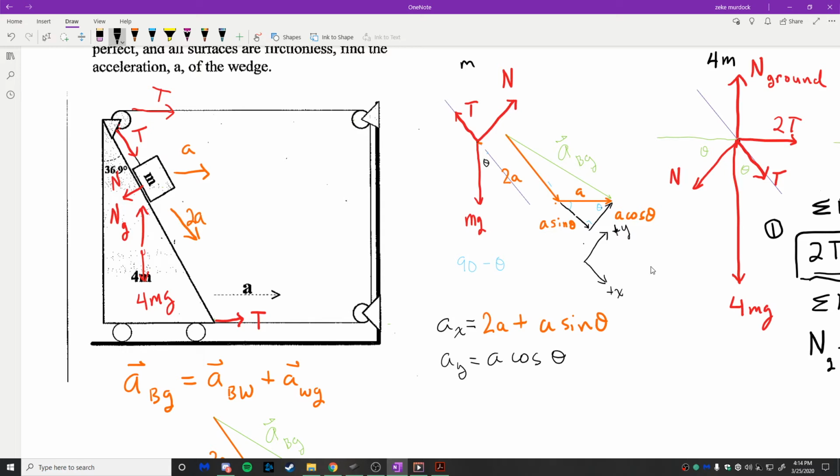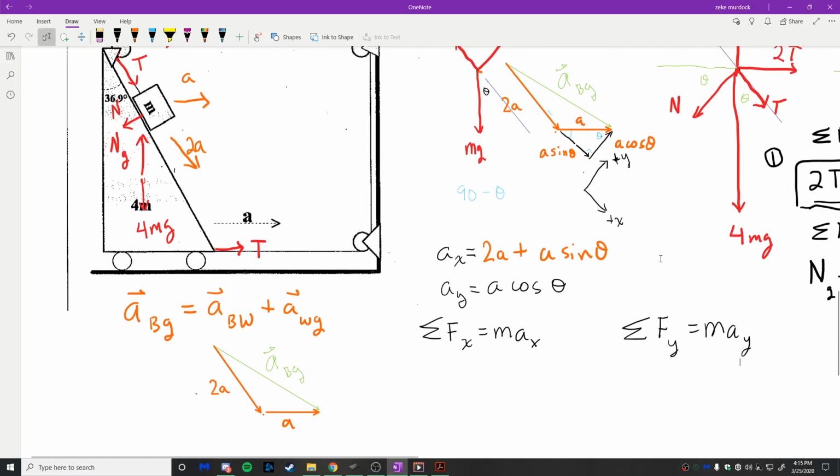Okay. So now what we need to do is apply Newton's second law. Newton's second law states that the net force acting in the x direction, if you add up all the forces, should be equal to the mass of the object, which is m, multiplied by the acceleration in the x direction. The other equation, of course, is going to be net force in the y direction, equal to the same thing in the y direction, m times ay. Mass is a scalar, doesn't have components.